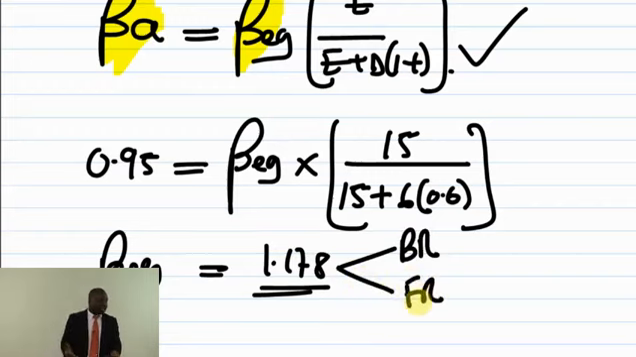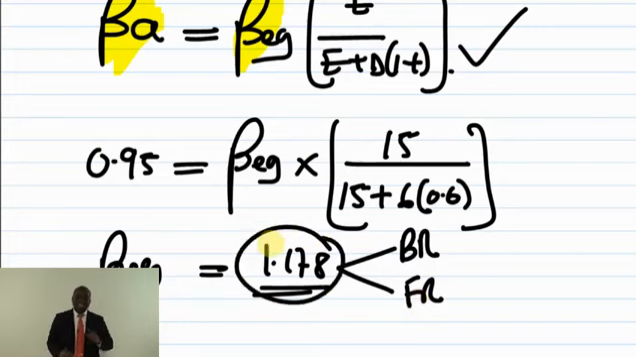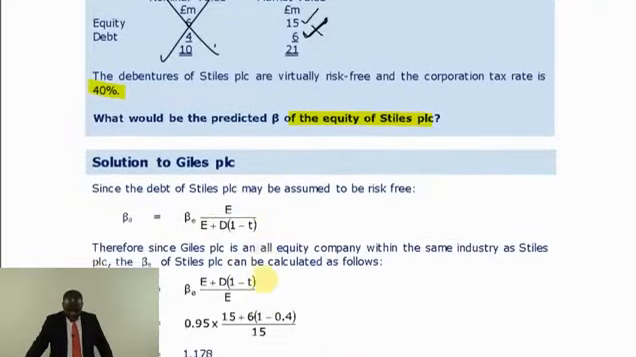So Styles as a whole will actually have 1.178 as its business and financial risk. When I put this one in the CAPM, then it will give me the cost of equity of Styles, and I carry on from there. Okay, so that is the movement.